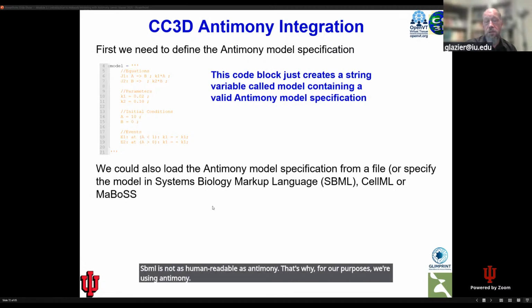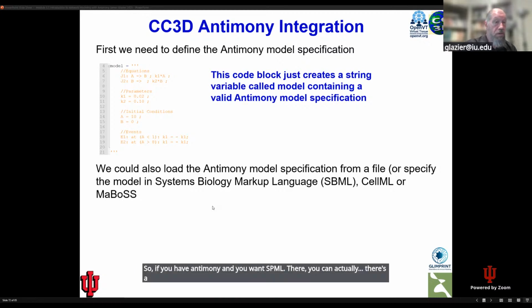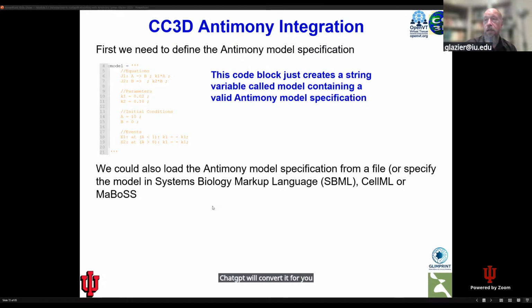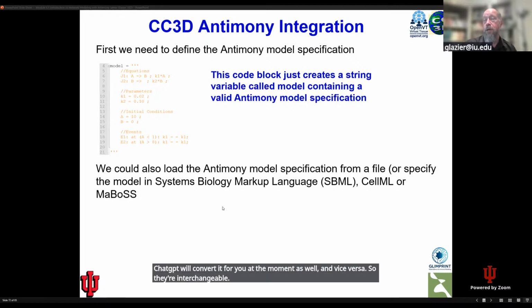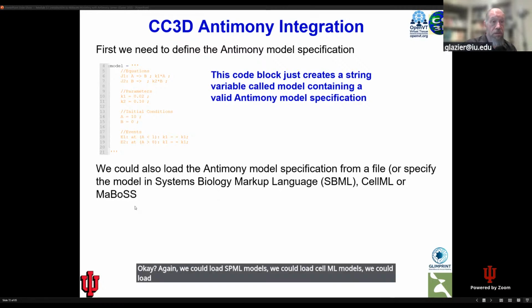By the way, there's a single command that will convert Antimony to SBML and vice versa. So if you have Antimony and you want SBML, there's a website that will convert it for you. ChatGPT will convert it for you at the moment as well, and vice versa. So they're interchangeable. Okay. Again, we could load SBML models, we could load CellML models, we could load MAMOS models. They're all possible.